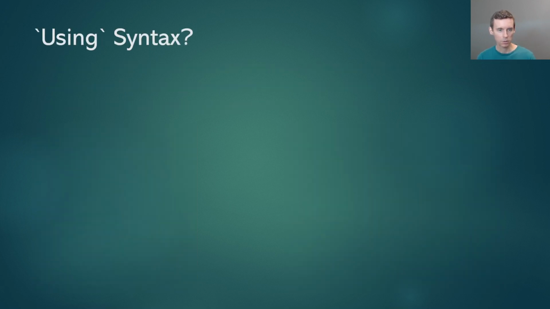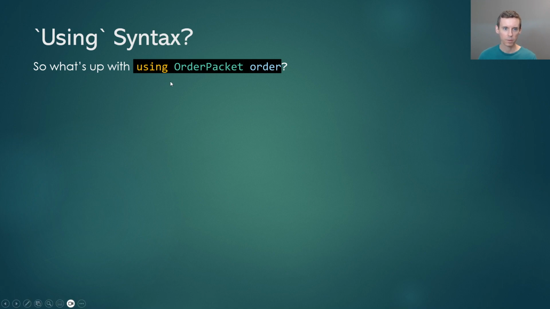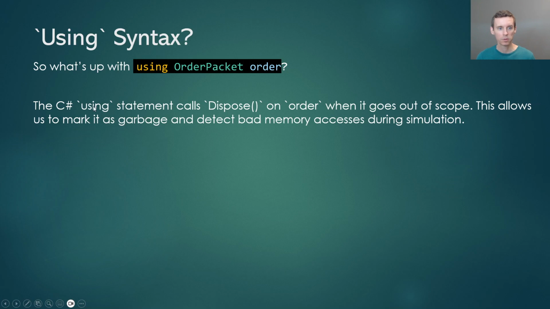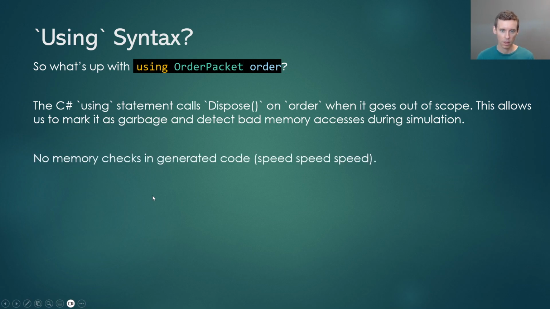All right, what is that using syntax all about? What's up with this? Using order packet order. What are we doing there? Well, the using statement is part of C#, and it basically ensures that the dispose method is called on order when it goes out of scope. And now we can use this to our advantage and basically mark order as garbage memory and detect bad memory accesses during simulation. Now, again, in the generated code, no memory checks are generated. So yeah, we get max speed.